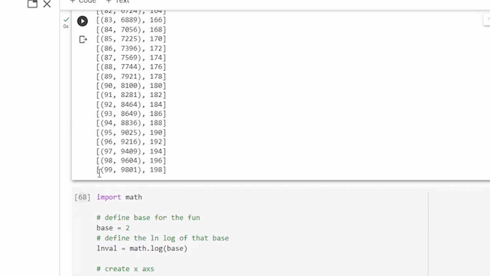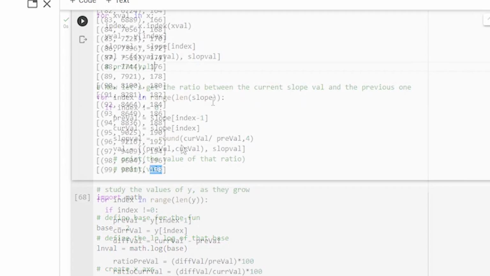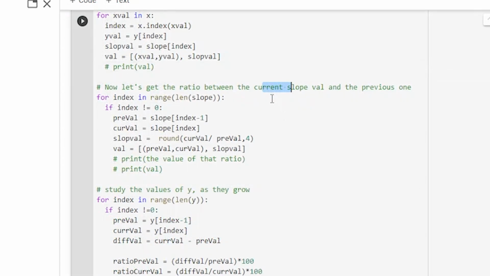Just let me go to the last coordinate. I get the value of 99. I get y to be 9,801. And the slope in this case was 198. Now what we're going to do is take each current slope and compare it as a ratio to the previous slope and see what we will get.